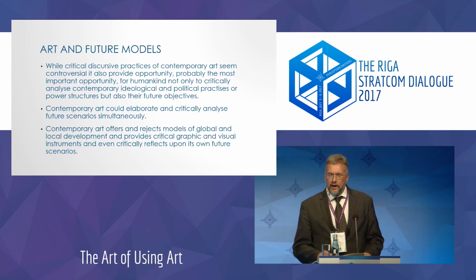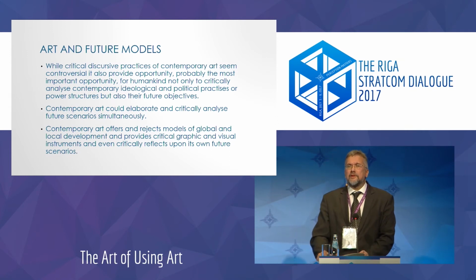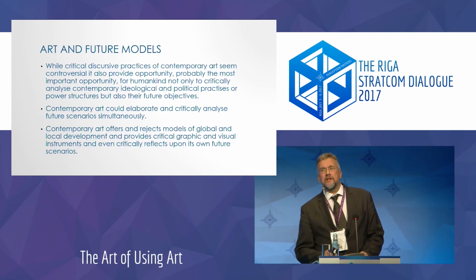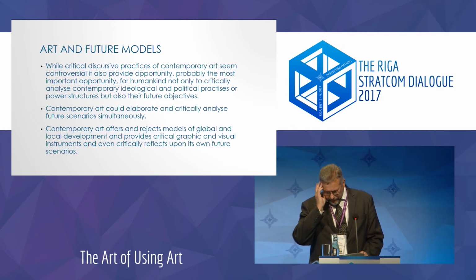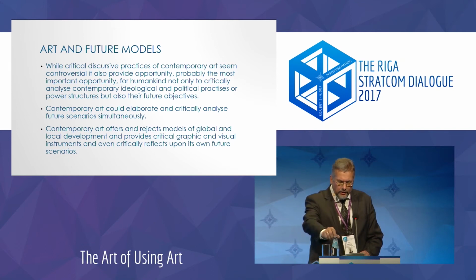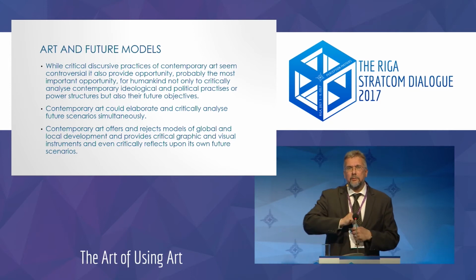Because if we look from the point of view of the importance to humankind, art could elaborate and provide society with future scenarios. It was mentioned some time ago by Yuri Lotman that the main function of art is to provide society with possible future scenarios. And in such a sense, contemporary art could serve not only to provide future scenarios, but also to provide the possibility to critically analyze these future scenarios.